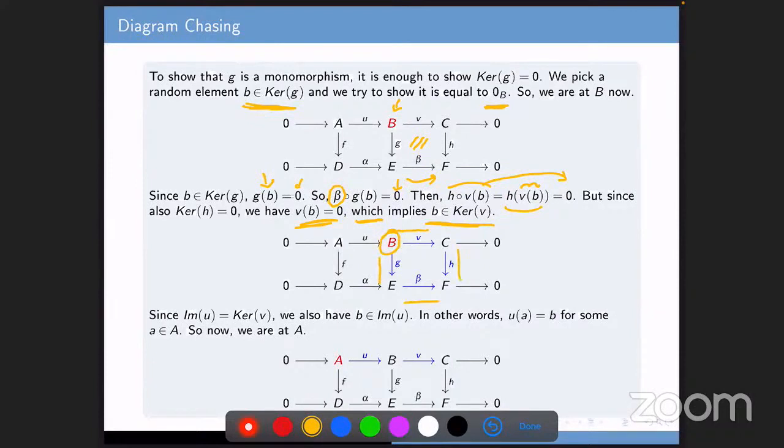Now we are going to be using this exactness here. We know that kernel V is equal to image U, right? So if we have this B as an element of kernel V, this means that B is also an element of image U. In other words, there must be some element of A which is getting mapped to B under this homomorphism U, right? So we are using this part right now. And we are moving from B to A now. We are at A. Okay, move on.